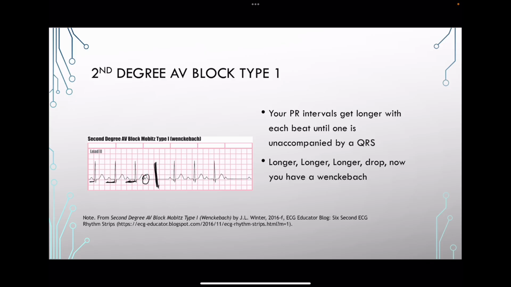Now you have a Wenckebach block. And like I said, essentially what that means is your PR intervals slowly get longer and longer until one beat within that rhythm has 2 P waves.